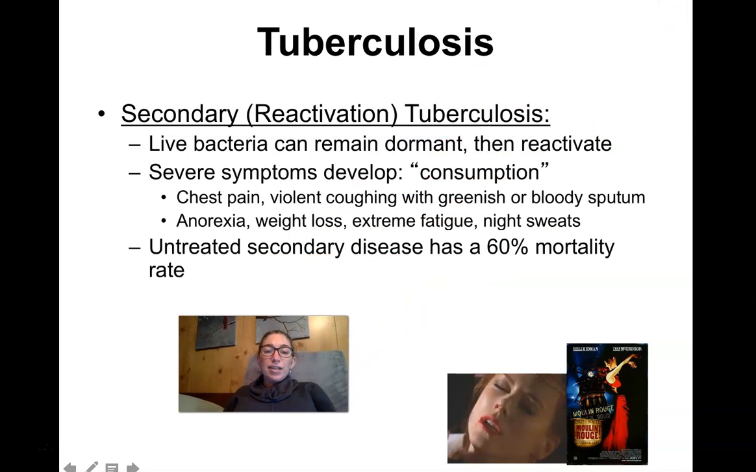So when tuberculosis reactivates, when those tubercles go from being dormant to being active, they can cause those severe symptoms that we associate with tuberculosis, with the White Plague and with consumption. You get chest pain, violent coughing spells. A lot of times you'll get bloody sputum.